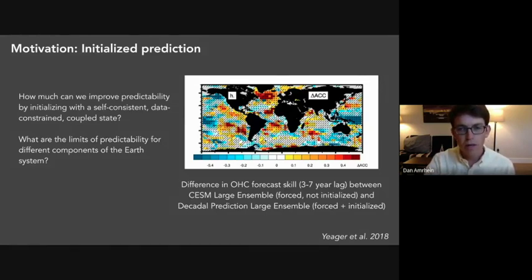And so then in the case of real-world predictability that we want to study, it's important to try to arrive at an ocean state that is close to observations. And so this raises these interesting questions of how we can improve predictability with data assimilation, and also what the limits of predictability could be for different components of the Earth system.